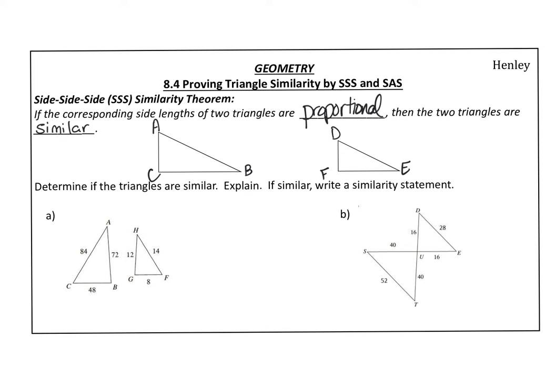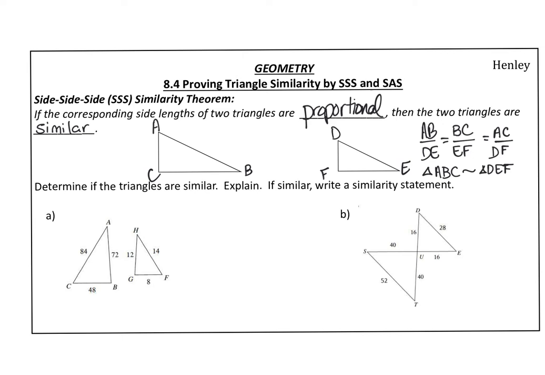Now, the first thing that we want to do is set up a similarity statement. To do that, we would say AB would have to be similar to DE. Then we would say that BC is similar to EF. And finally, we would say that AC is similar to DF. If all of those were true, then we could say that triangle ABC is similar to triangle DEF.